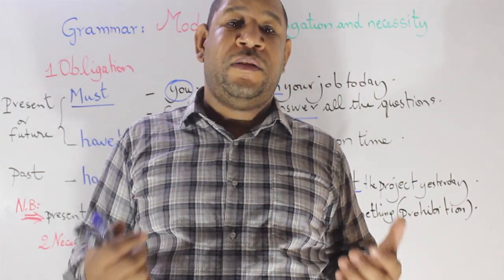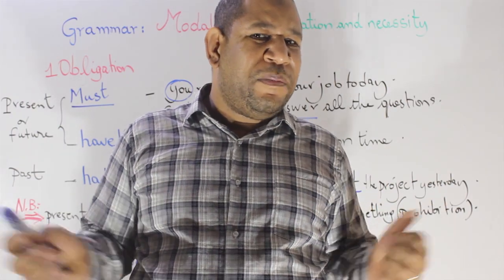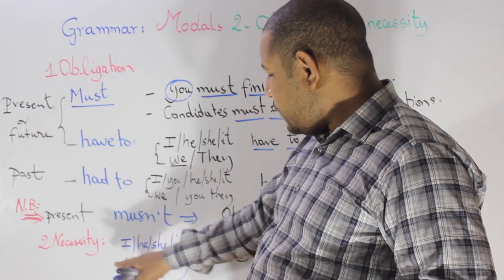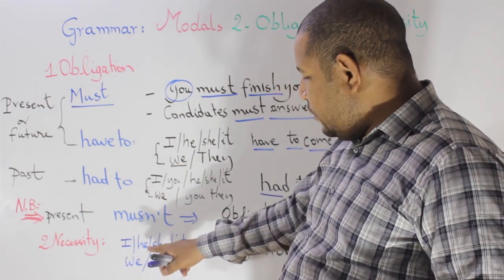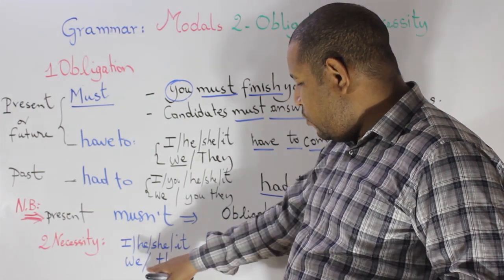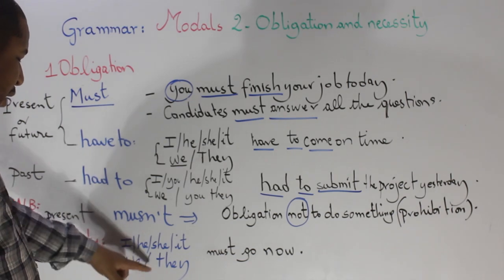Necessity is something like obligation, but there is no punishment. And we will look at an example. We have this one. We can use it with all of this. So you see, I, he, she, it, we, and they. Okay? We don't have you.